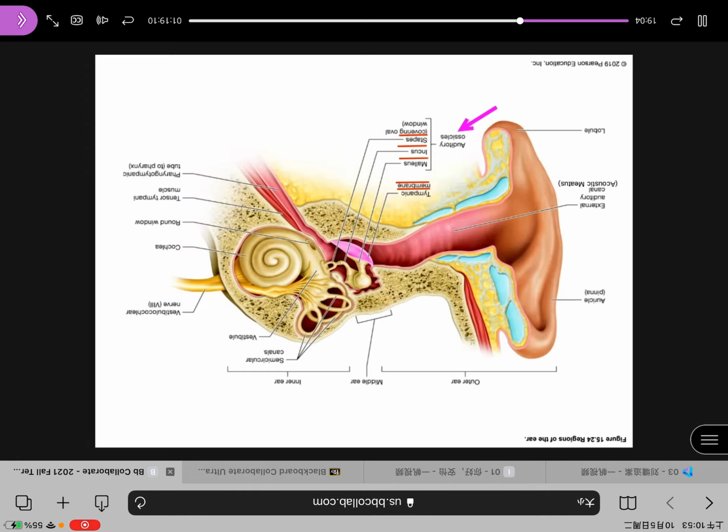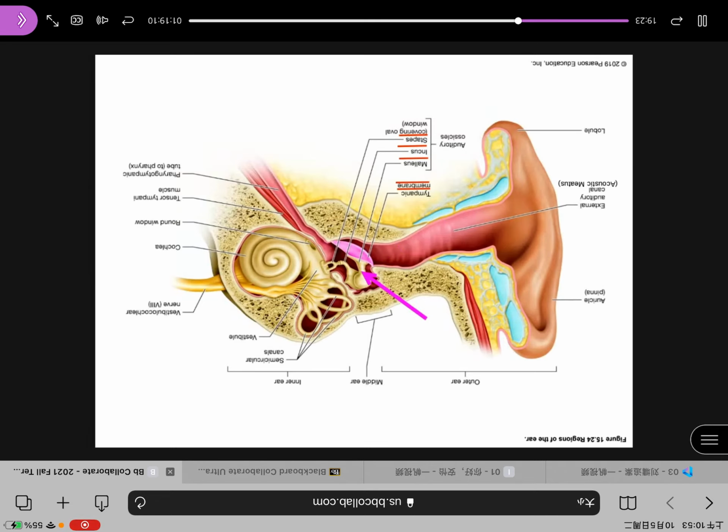Anyway, let's go back to my diagram. So that's one, the malleus. Next we have, by the way, the malleus, if you look carefully at the malleus right here. Let me move my arrow. Okay, I'm just moving my arrow a little.